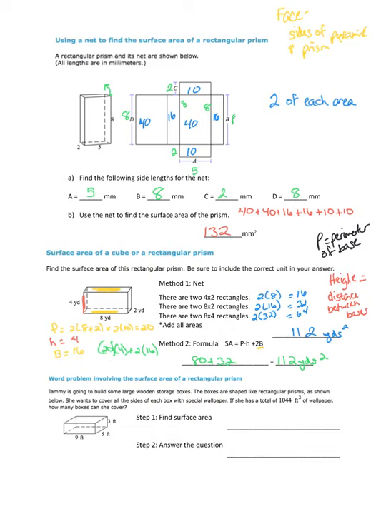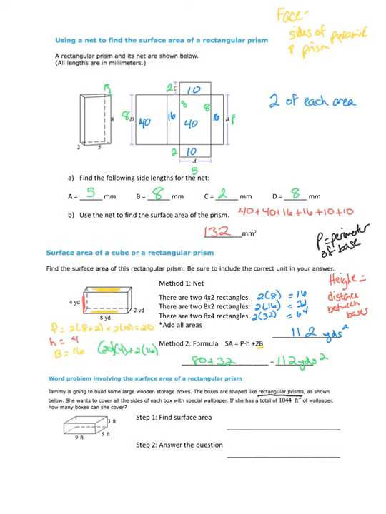So let's do another one. We're going to do a word problem involving the surface area of a rectangular prism. So the boxes are shaped like rectangular prisms. That's good. We need to know that. She wants to cover all the sides with special wallpaper, just like wrapping a present. She has 144 square feet of wallpaper. How many boxes can she cover? That's a really good question. First, we've got to find the surface area of the box.